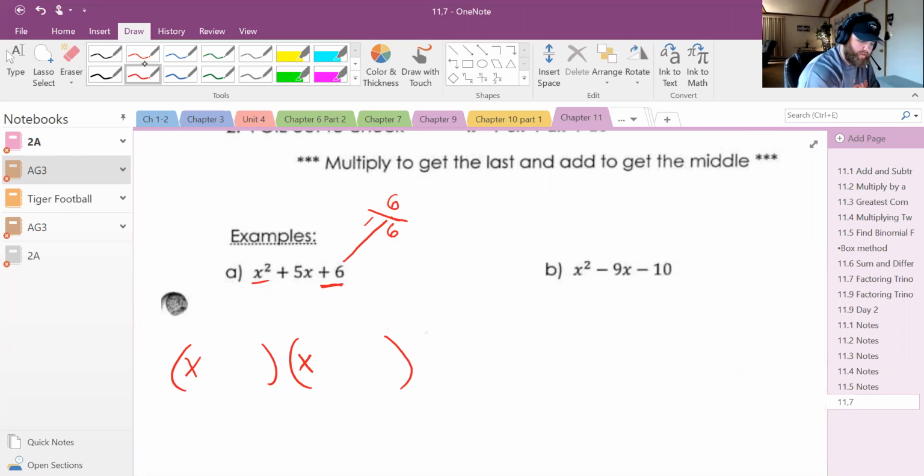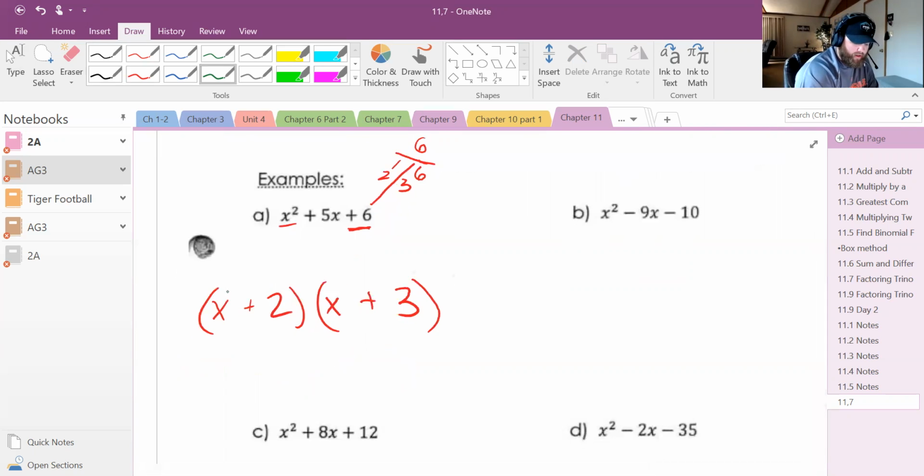What are the other factors of 6? We have 2 and 3, and that's it. Now, I want to get to a positive 6, so both of these terms have to be positive. Why do they have to be positive? Well, I have a positive 5 and a positive 6. So a positive middle term and a positive last term means they both have to be positive.